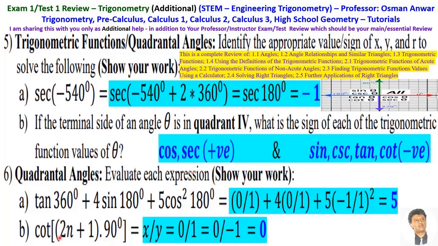Then if you increase n to 2, it will give you 5. 5 times 90 will take you back to 90 degree. So as n increases, this angle fluctuates between 90 and 270. So either way, it is always 0.